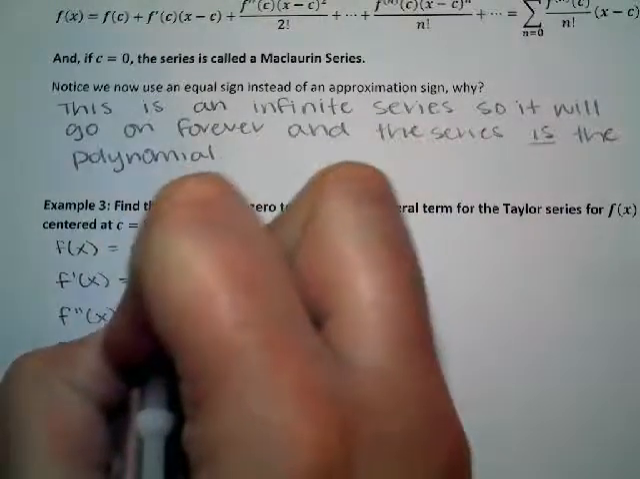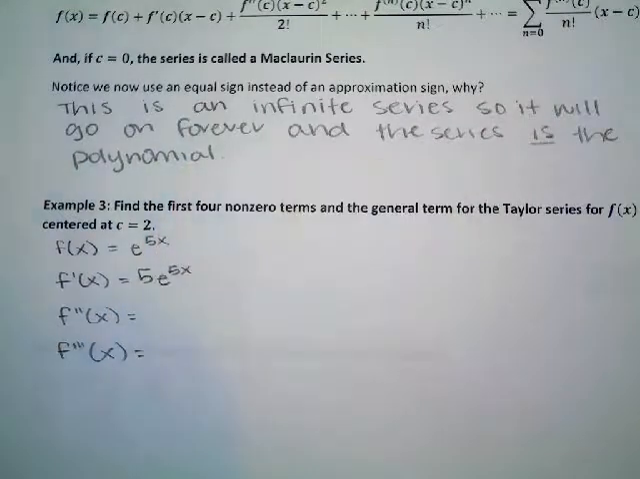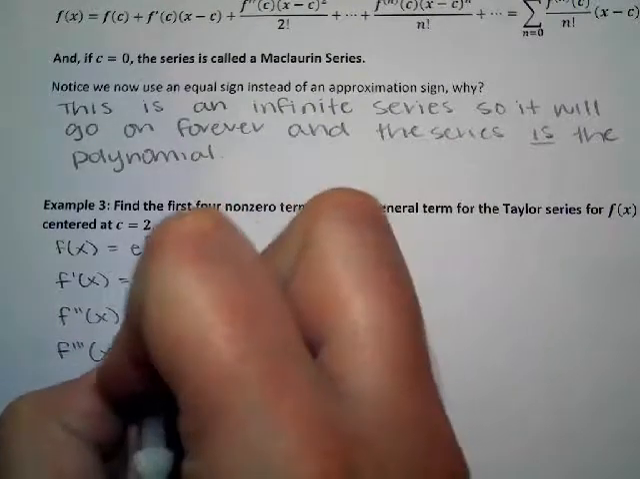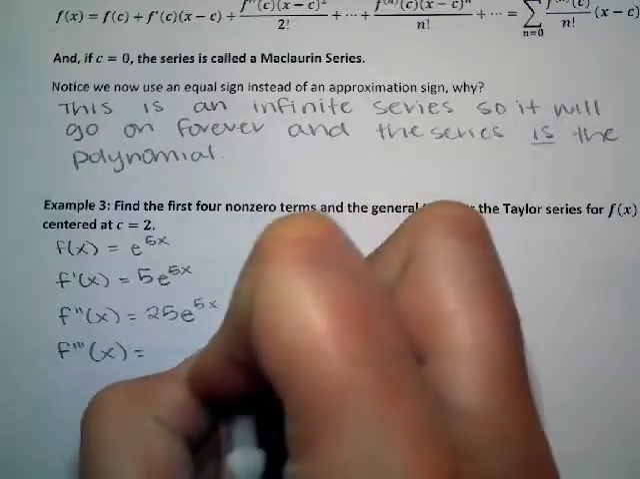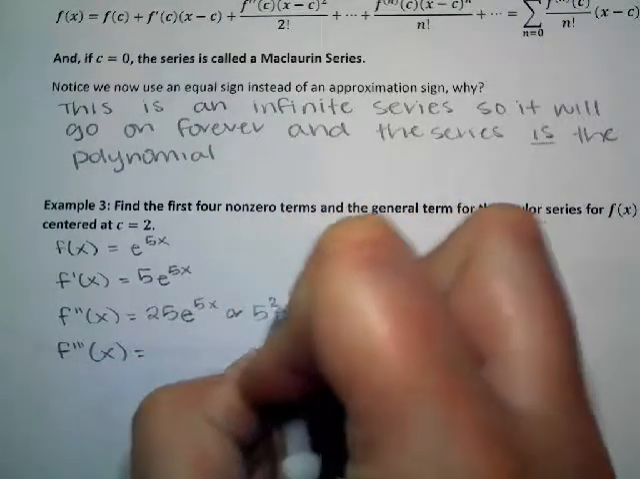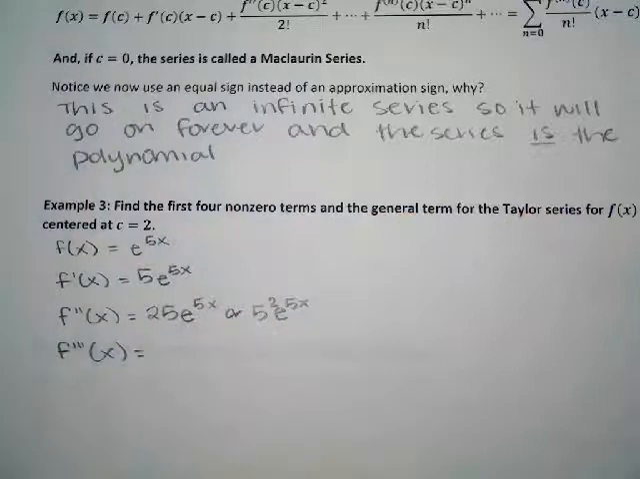5 e to the 5x. Okay, what's the second derivative? 25 e to the 5x. Or you could think of it as 5 squared e to the 5x. Either one of those would be fine. Okay, and then what's the next one?